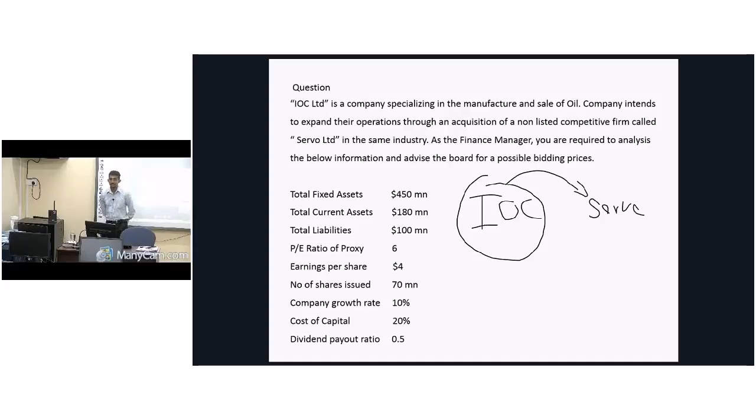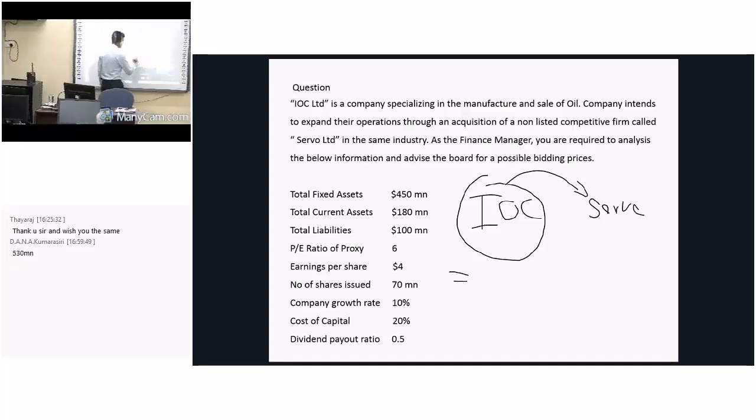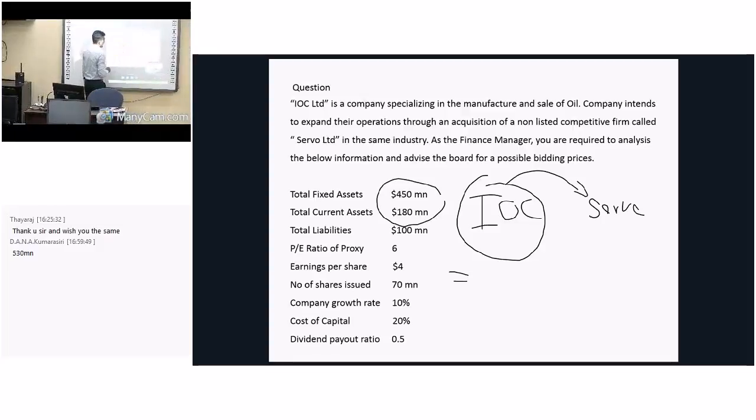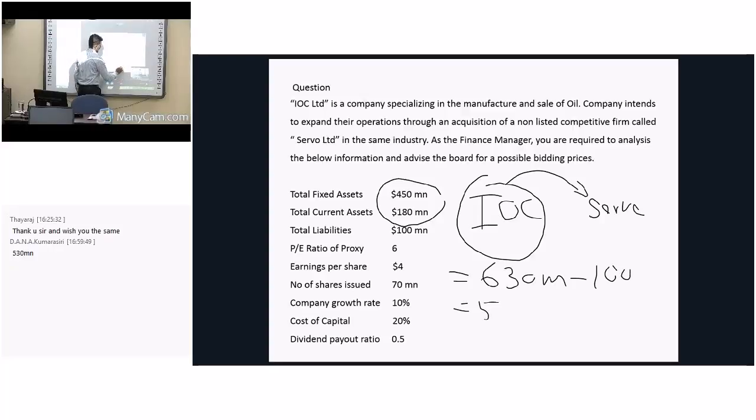Yes, net asset value. $530. Is it correct? Okay, good. So thank you. Basically what we do is we take the total assets, 450 and 180, which is 630 million. From that we deduct the total liabilities, which is 100 million, and arrive at 530 million. So as you know, it's a 2 minute job, right?